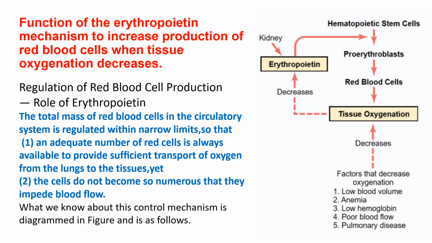Function of the erythropoietin mechanism to increase production of red blood cells when tissue oxygenation decreases. Regulation of red blood cell production. Role of erythropoietin. The total mass of red blood cells in the circulatory system is regulated within narrow limits so that, one, an adequate number of red cells is always available to provide sufficient transport of oxygen from the lungs to the tissues, yet two, the cells do not become so numerous that they impede blood flow. What we know about this control mechanism is diagrammed in the figure and is as follows.